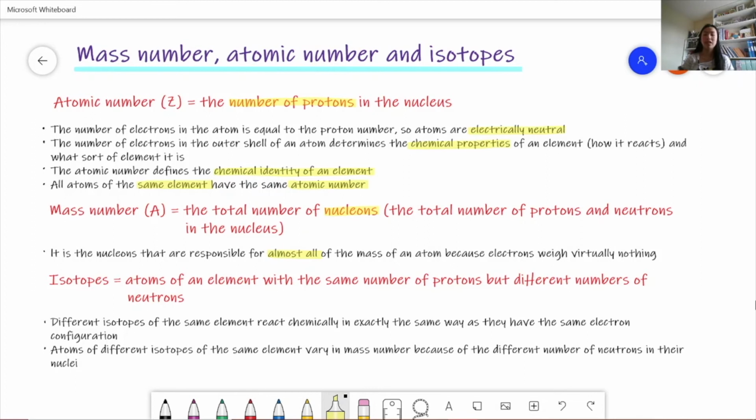And then the last definition we'll need to know is the definition of an isotope, and that's an atom of an element which has the same number of protons but a different number of neutrons. So because it has the same number of protons, it also has the same number of electrons. And different isotopes of the same element react chemically in exactly the same way. And this is because they have the same electron configuration, because they have the same number of electrons.